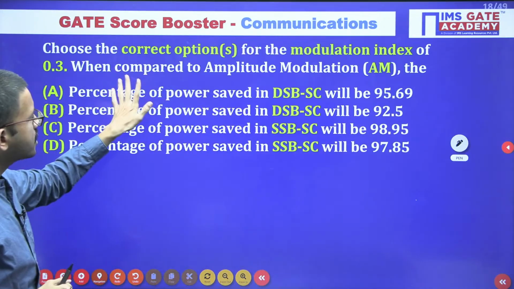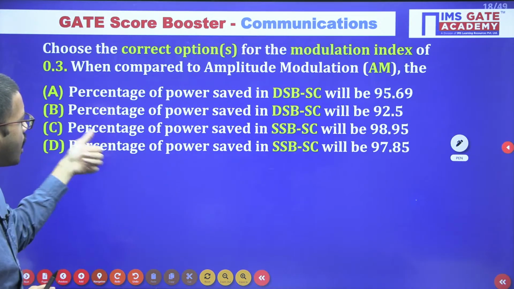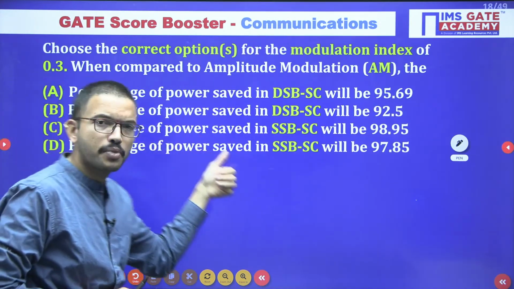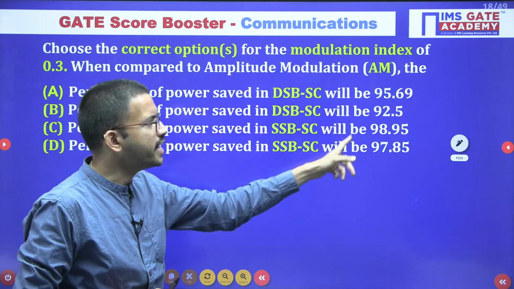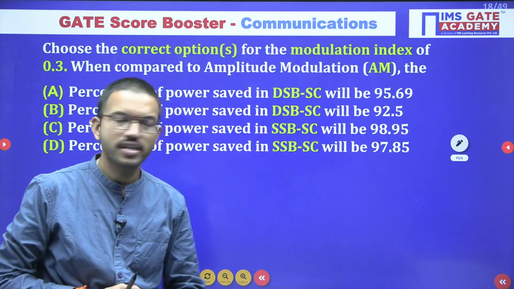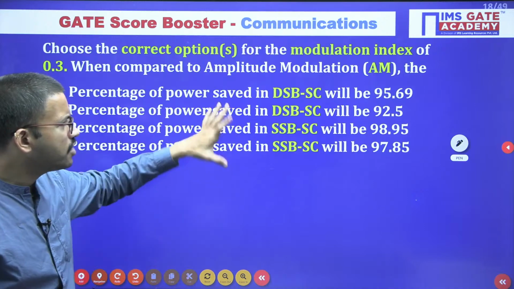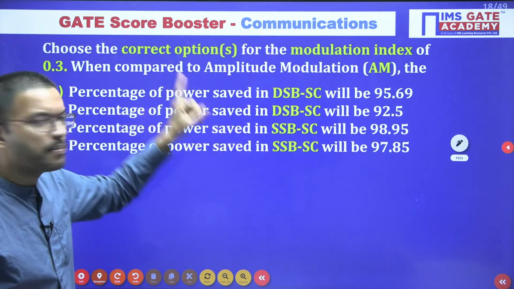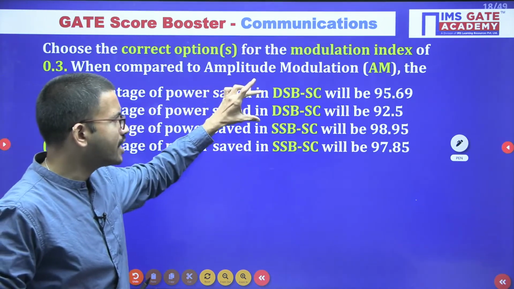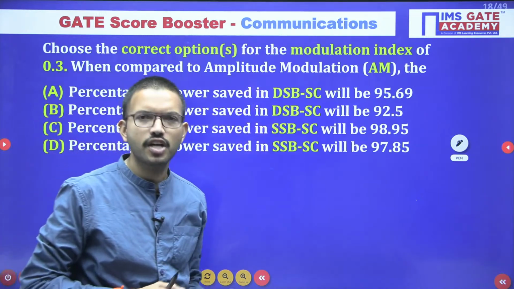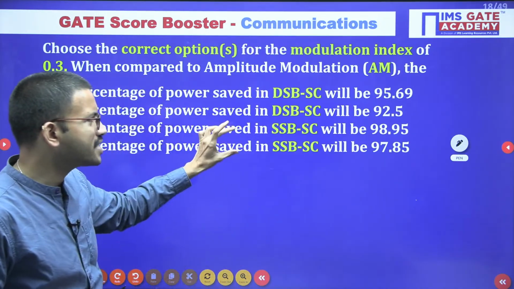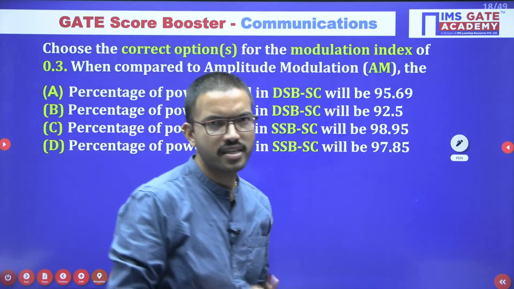Whereas, when compared to amplitude modulation, in option C and option D, the percentage of power saved in SSBSC will be 98.95 or 97.85. Right? So just by looking at the choices, since it is an MSQ, among option A and option B, at max one option can be correct. Similarly, among option C and option D, at max one option can be correct.